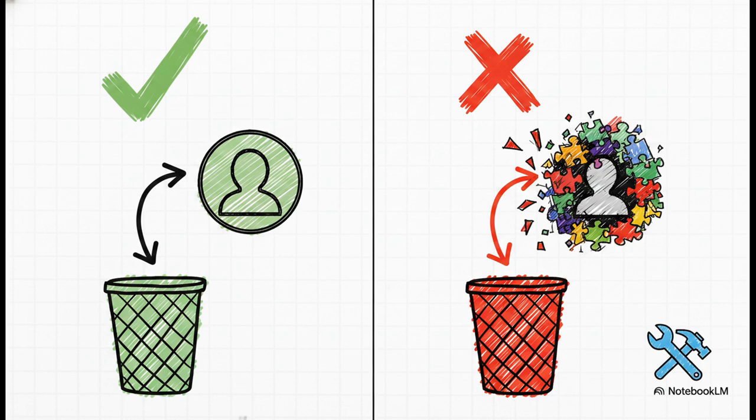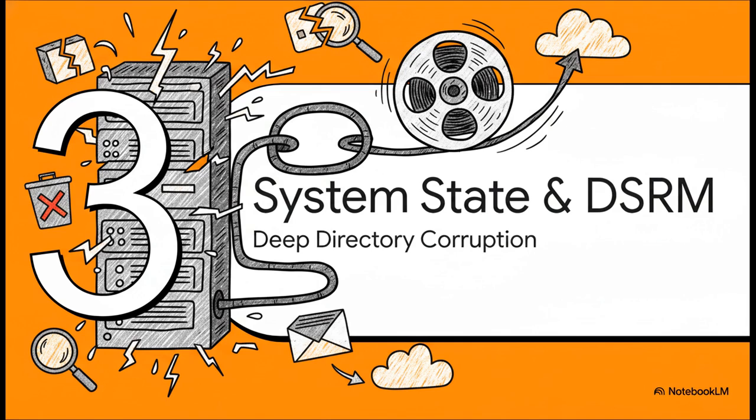If an administrator accidentally alters a group membership, changes an important attribute, or edits a policy, the recycle bin cannot help you revert that change. For modifications or for deep directory corruption, we have to rely on heavier machinery. And that brings us to Section 3, System State and DSRM.